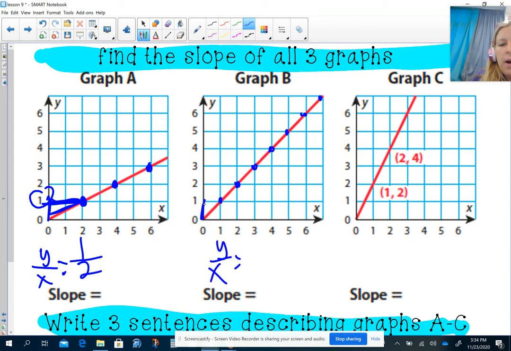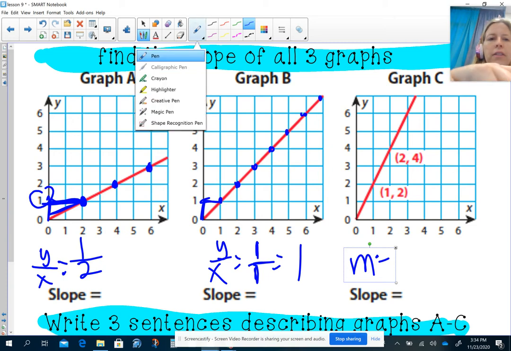How many do I go up? Good. I'm going to rise 1, y first. And then how many am I going over? Yep, I go over 1. So let's simplify that. So 1 over 1 is just 1. Good.